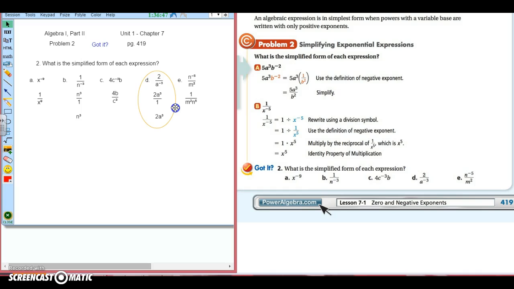This is another example of if it's in the denominator, it still has to switch places, meaning move it into the numerator. The 2 does not change places because it doesn't have a negative exponent, only the a does. So the 2 stays on top. The a to the negative third moves from the denominator to the numerator and becomes a positive third power. And we replace it with a 1, but again, dividing by 1 doesn't change anything, so it's 2a to the positive 3 power.